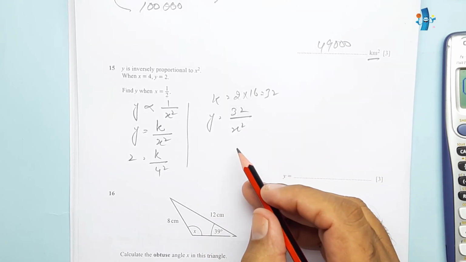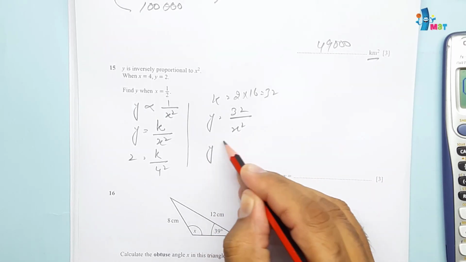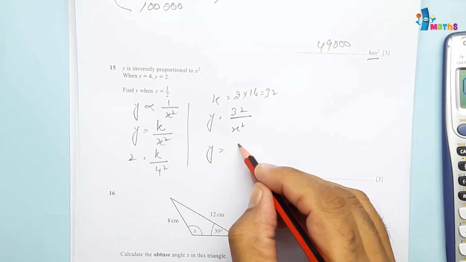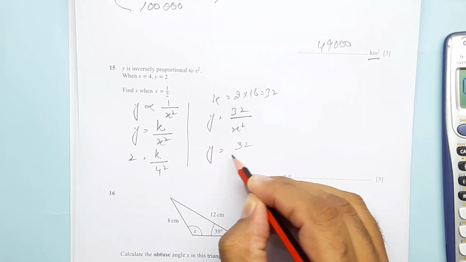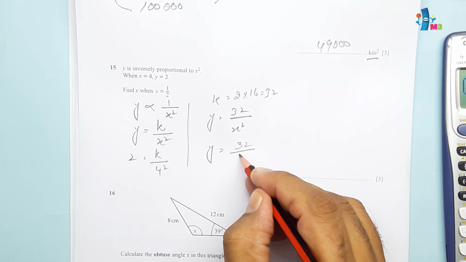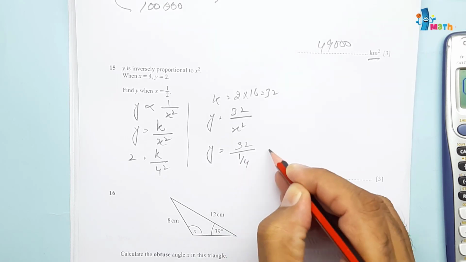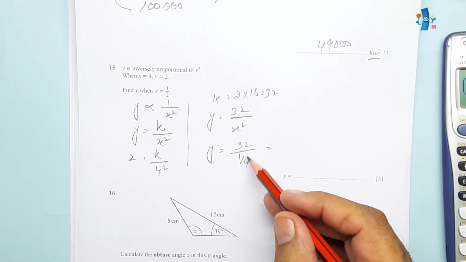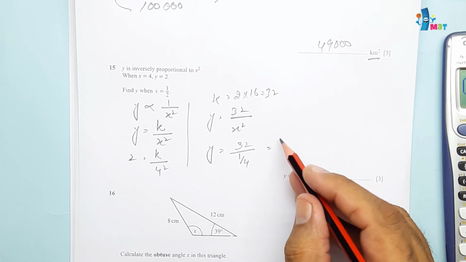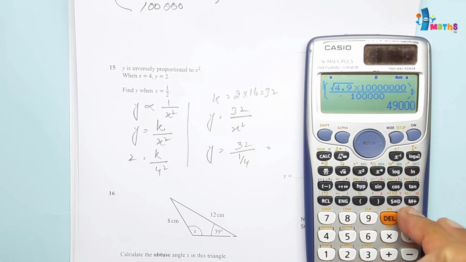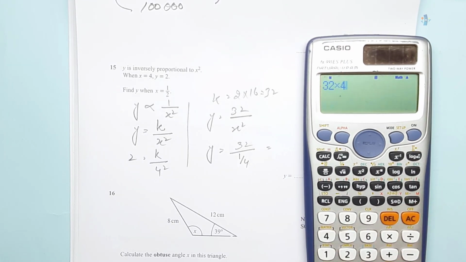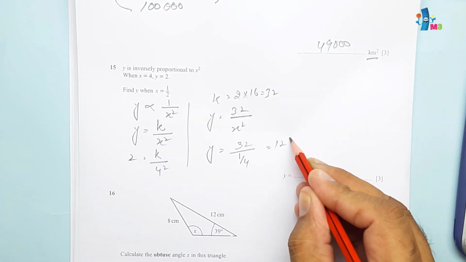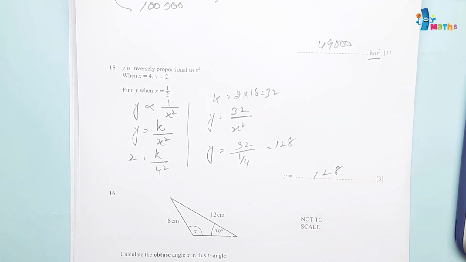Now they are saying that we have to find y when x is equal to 1 by 2. So 32 over 1 by 2 square will be 1 by 4, and this will be a fraction over fraction. So 4 will be moving up. 32 into 4 will be equal to 128. So our answer will be 128.